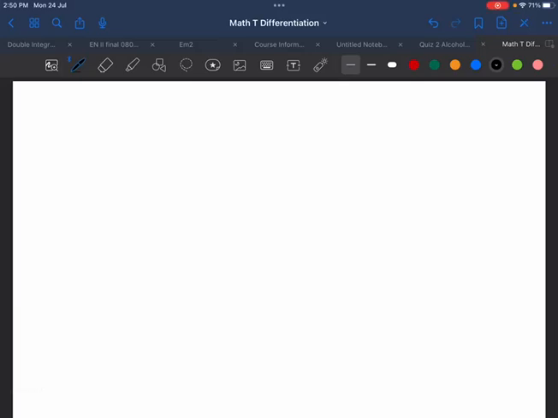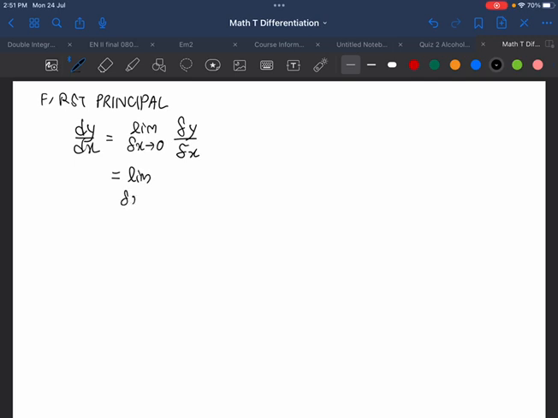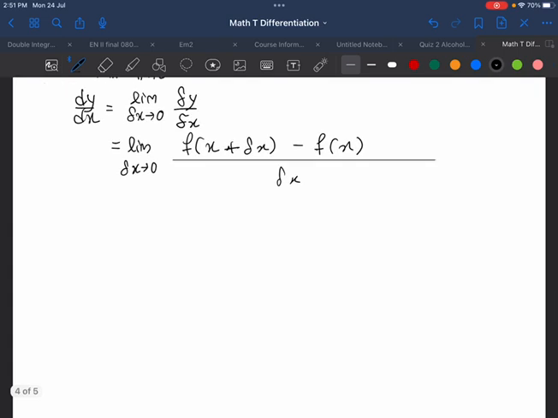So in the previous video we already mentioned the first principle of differentiation. Let's recall that dy/dx is equivalent to the limit as the change in x approaches 0 of delta y over delta x, and this is equivalent to the limit as delta x goes to 0 of f(x plus delta x) minus f(x) over delta x. From the first principle we actually derive some formulas that we can apply in differentiation.